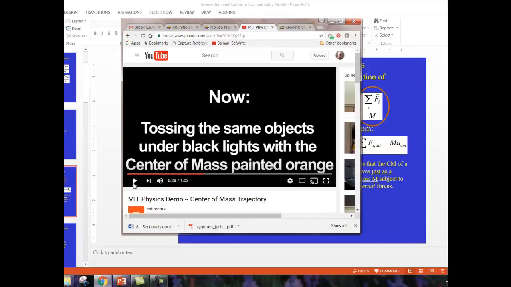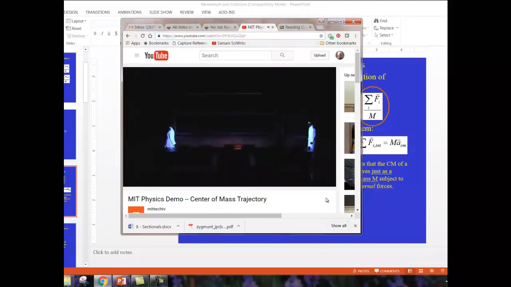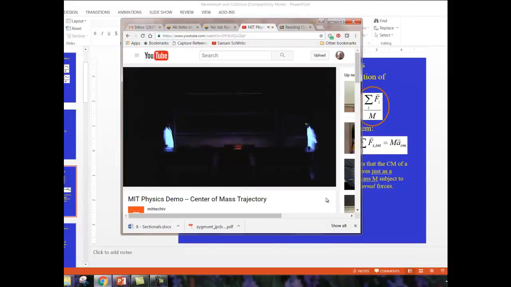But now what we'll look at is those same objects tossed under black lights, where the center of mass of each of those objects is painted orange. So look at that. The center of mass moves in the same kind of motion that a single particle would move in the normal case of free fall or projectile motion. And this is a visual demonstration of that equation that I just showed.